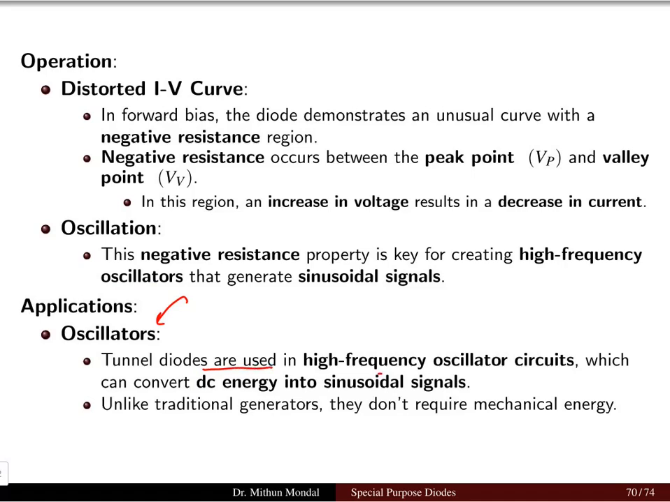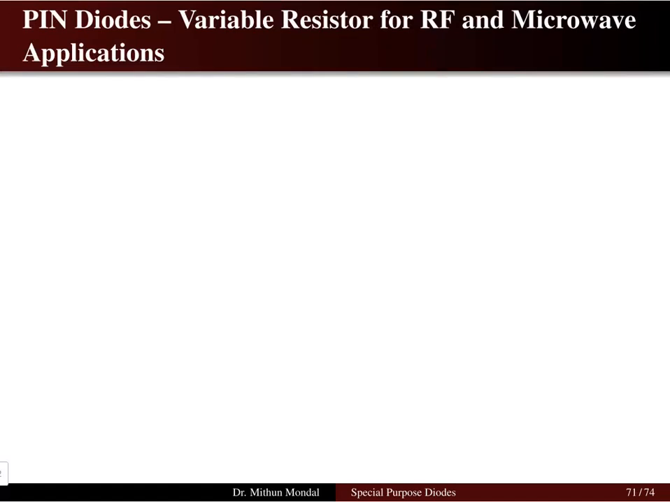Tunnel diodes are used in high frequency oscillator circuits, which can convert DC energy into a sinusoidal signal. So the input is DC, and the output is AC in the form of a sinusoid. And unlike traditional generators, they don't require mechanical energy. In machines, DC or AC machines that we have discussed, you require mechanical energy to convert it into electrical form. But here, you don't require any mechanical energy, and the output that you get is sinusoidal with high frequency oscillation. This is the final topic for the specialized diodes.